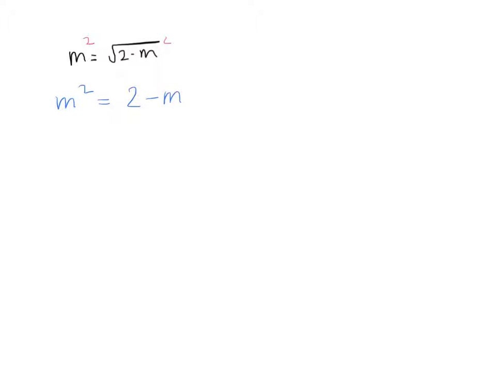Move everything to one side. So I'll change. I'm going to add m to both sides and subtract 2 to put it in a form that I can work with. And for quadratic, that means everything's on one side of the equation and just 0 on the other. And it's in this order: the squared term, then the linear term, then the constant term. And I have some options of how I want to solve that.